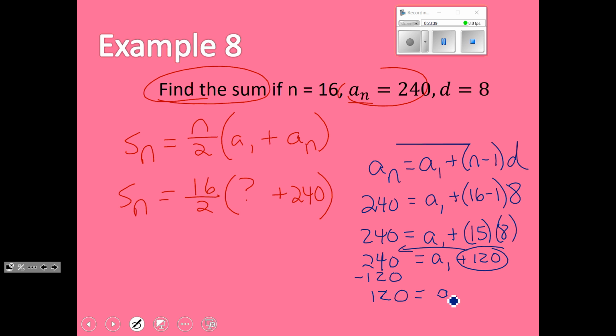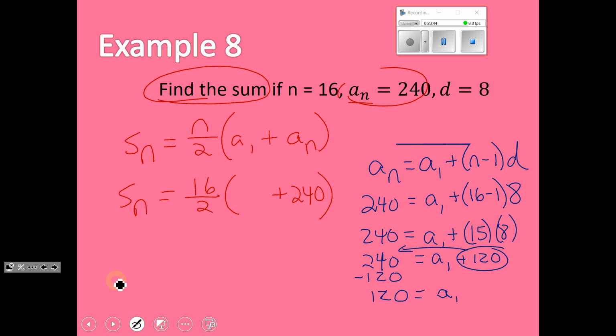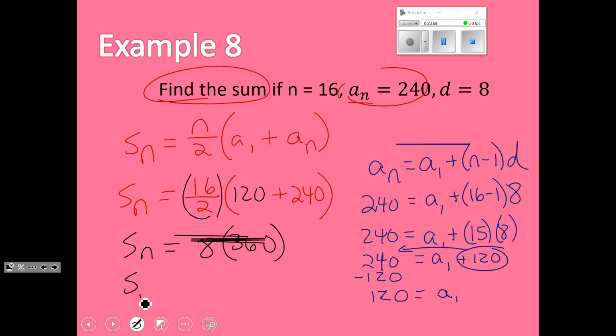Okay? So we can go back and plug in 120 for our first term. Okay? So 16 divided by 2 would be 8 times 120 plus 240 would be 360. And again, you can put this all in your calculator all at once if you'd rather. So the sum is going to be 8 times 360, which is going to be 2,880. That's what you get when you start at 120 and you add the first 16 terms, all the way to 240.